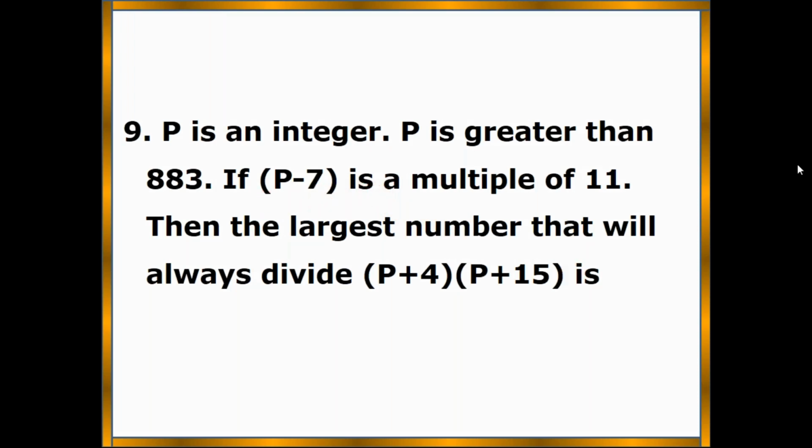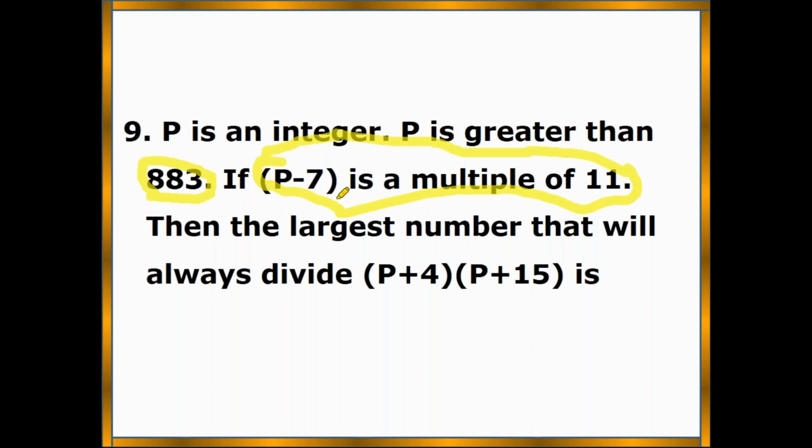P is greater than 883. So if P is greater than 883, that may be 884, 885, 886, and so on, but that number should be more than 883. We don't know which number is the exact one. But they gave one condition: P minus 7 is a multiple of 11.